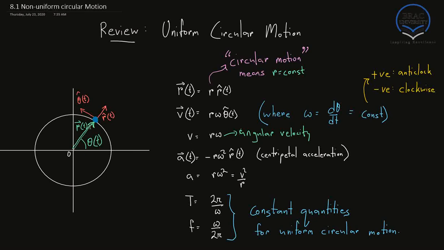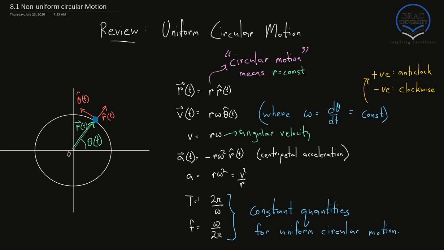And the reason why it's called centripetal acceleration is that, as you can see, this acceleration vector at each point on the motion points in the opposite direction of r hat t, which means it points radially inwards, towards the center. And the magnitude of this acceleration vector is given by r omega square, which is a constant. This is a constant magnitude.